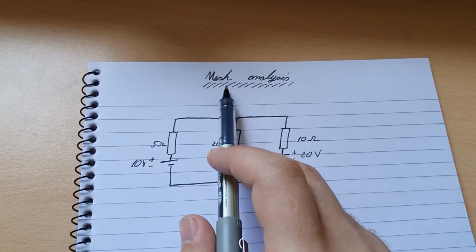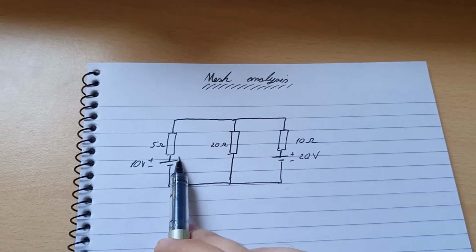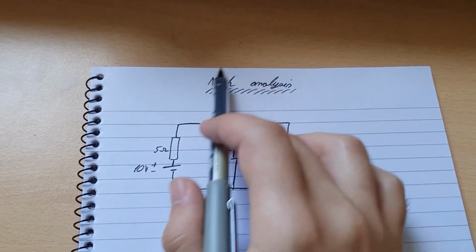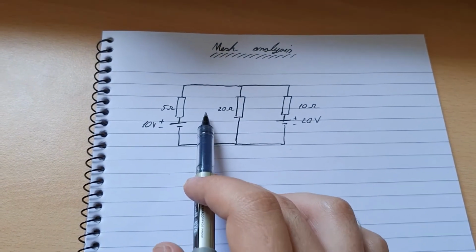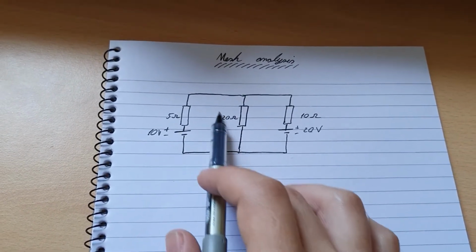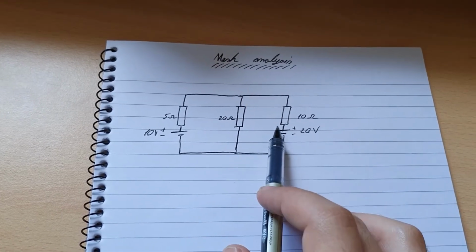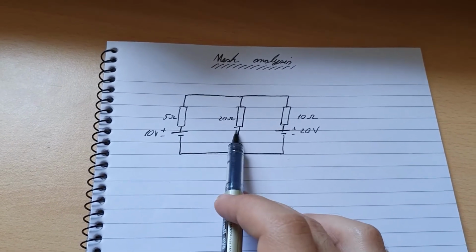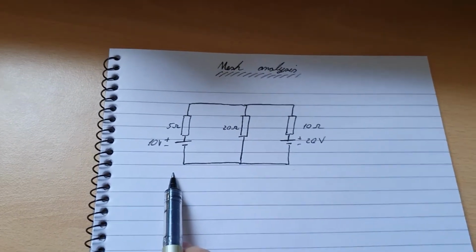Now, for mesh analysis, we need to determine the meshes, and a mesh is kind of like a complete loop inside a circuit. For example, this one here is a mesh because it's a complete loop from the positive. It goes like that, and so that will be one mesh, and then this one will be the second mesh. It goes in this direction. And by determining the values of the meshes, we can determine the current inside the circuit, and therefore we can determine everything else we need to do.